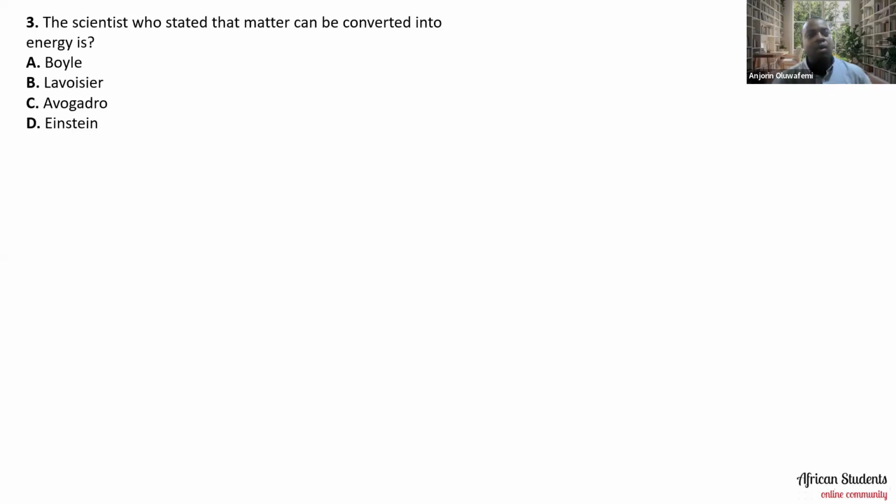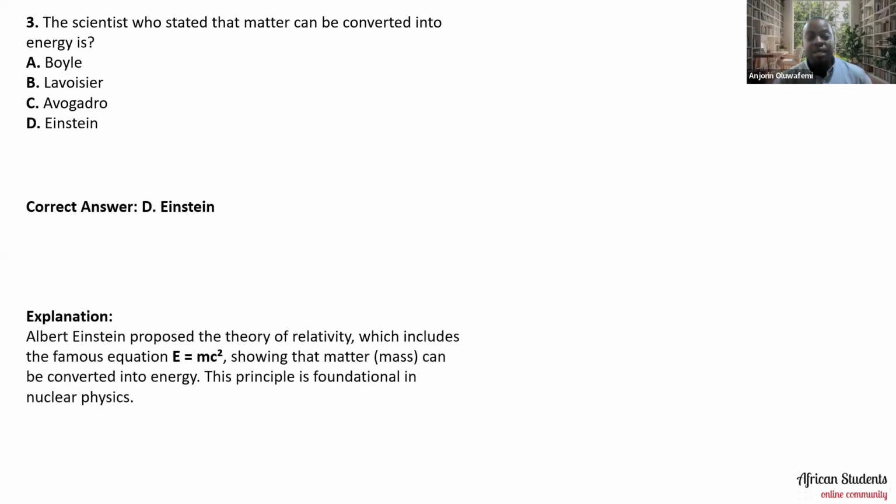Okay. Moving along now, the scientist who stated that matter can be converted into energy is it Boyle, is it Lavoisier, is it Avogadro, or Einstein? The answer to this is Einstein. Albert Einstein proposed the theory of relativity, which includes the famous E equals mc squared, showing that matter or mass can be converted into energy. This principle is foundational in nuclear physics, okay?